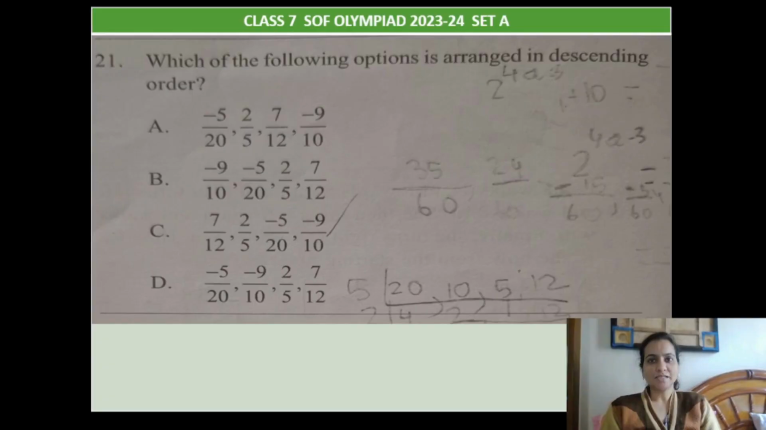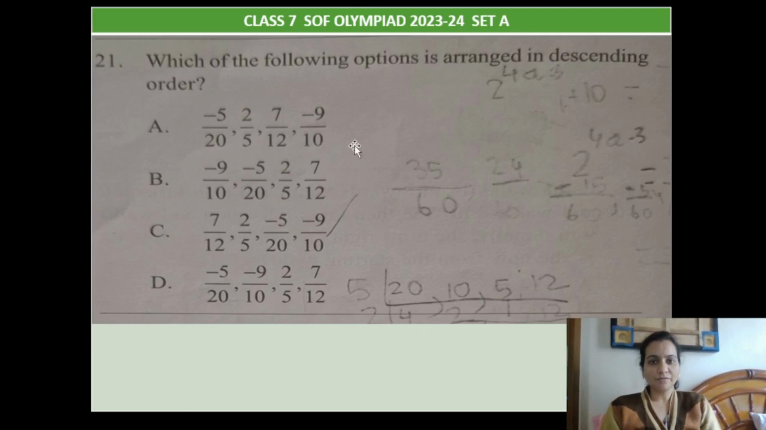Let's start. Let's try to do some more questions from the mathematical reasoning section from maths Olympiad. Questions from IMO set A for class 7. So question number 21, let's begin with it. Which of the following options is arranged in descending order?